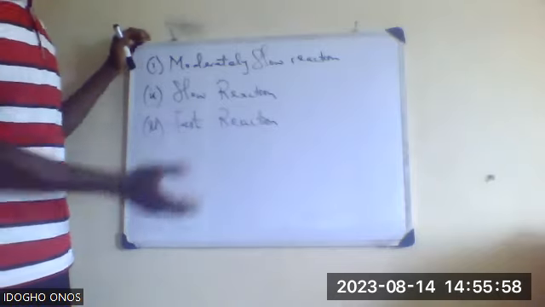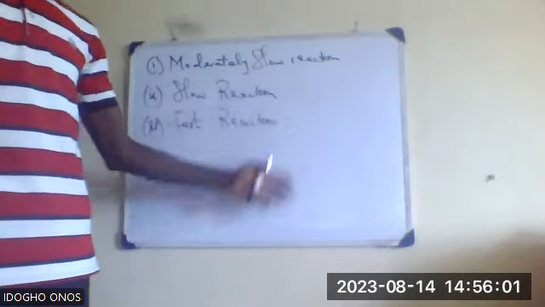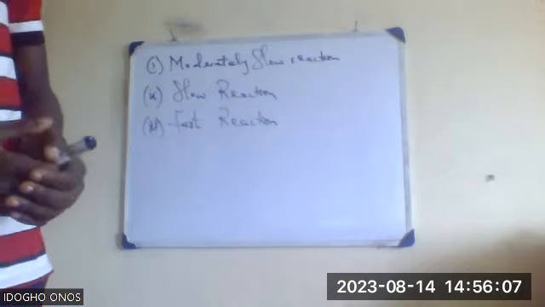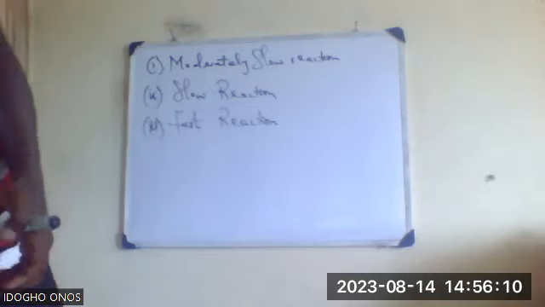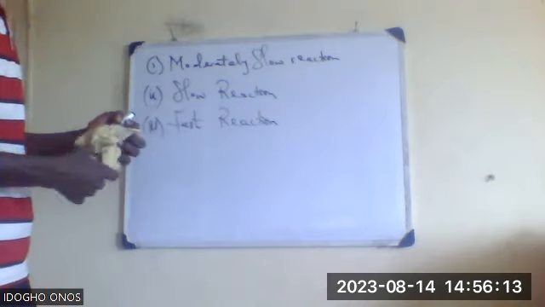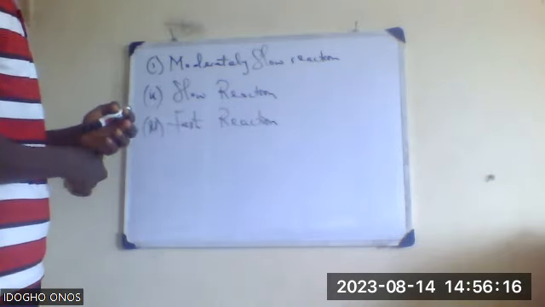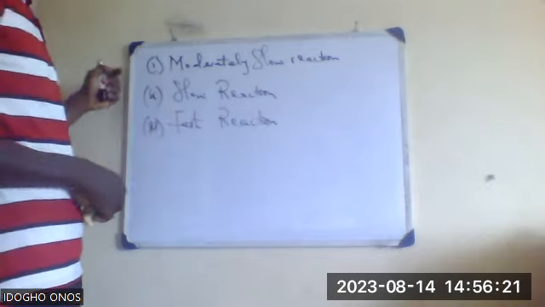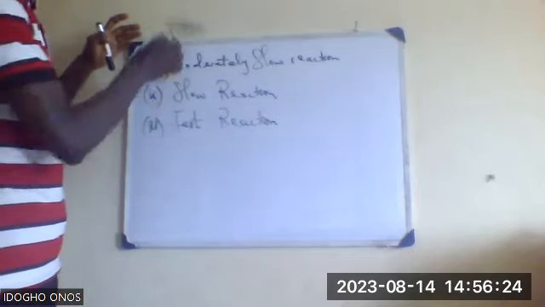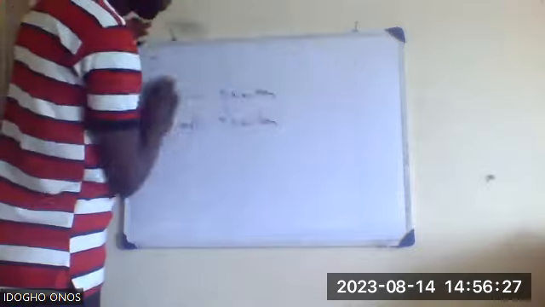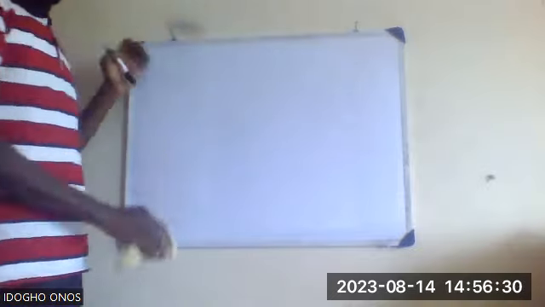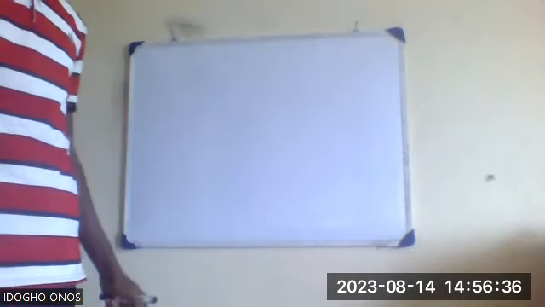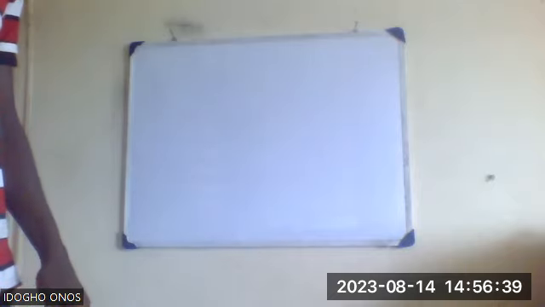But aside from that, we also have another example of fast reaction, such as substitution reactions in organic compounds like alkanes, for example methane reacting with chlorine in the presence of sunlight. The product that is formed is called tetrachloromethane. So that is that for the types of chemical reaction on the basis of the rate of chemical reaction. Any question?